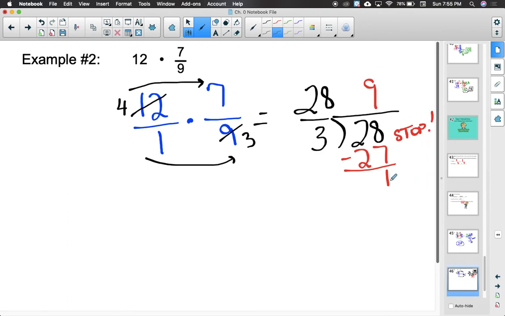I have a remainder, and that remainder becomes my numerator. My denominator was 3, and it stays 3. So I put my 1 here, my 3 here, and my final answer is 9 and 1/3.